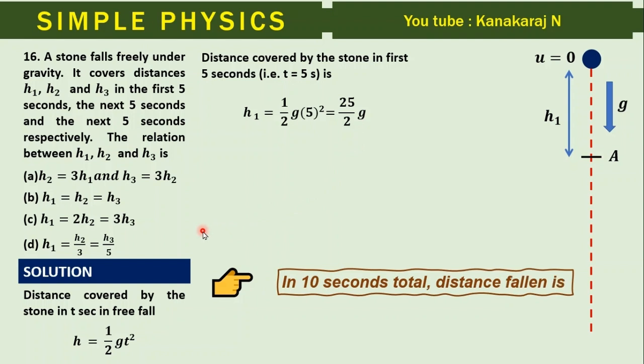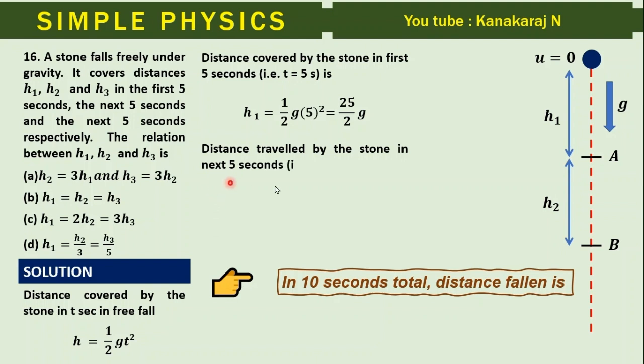In 10 seconds total, the total distance fallen will be h1 plus h2. So the distance traveled by the stone in the next 5 seconds, where the total time will be 10 seconds, is h1 plus h2 equals 1 half g. In the place of t we are using 10 square. So 10 square is 100. 100 upon 2 will become 50 g.